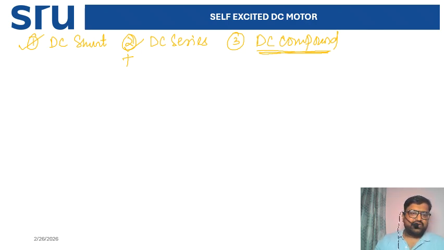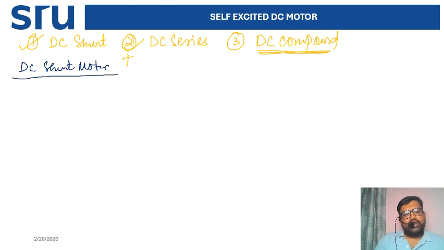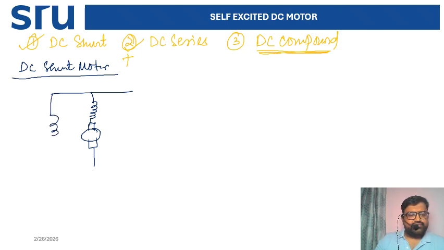First, we'll come to the drawing of the DC shunt motor. Draw the circuit diagram first. I told you that the field and armature are connected in parallel. So draw a line. There is an armature resistance, that is your armature, and here there is one field.